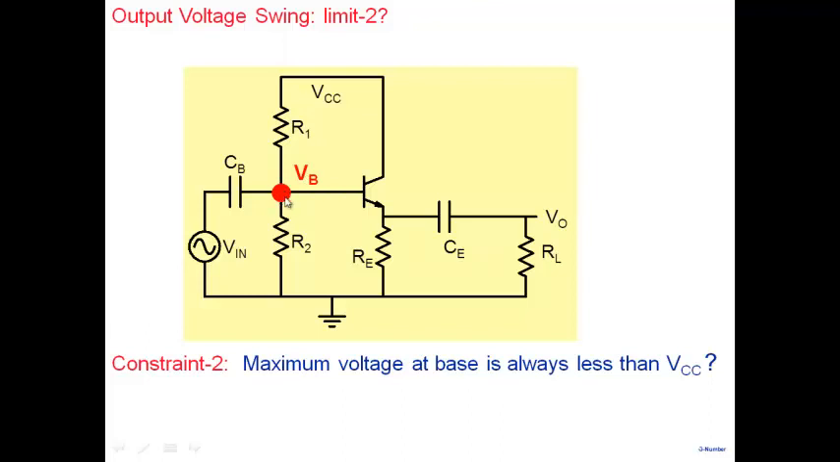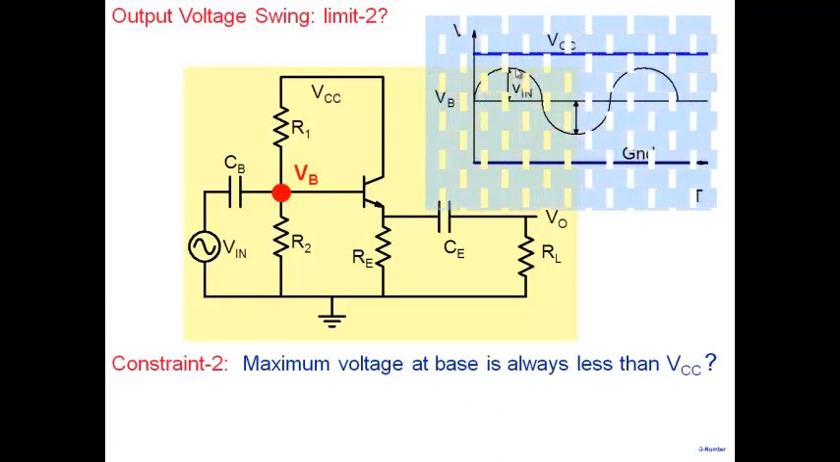Note, if this voltage has to be less than VCC, between here and here, what do I have? Between base and emitter, I have a 0.7 volt drop, which means you are saying that this voltage has to be less than VCC minus 0.7. Alright, but let me show you here.